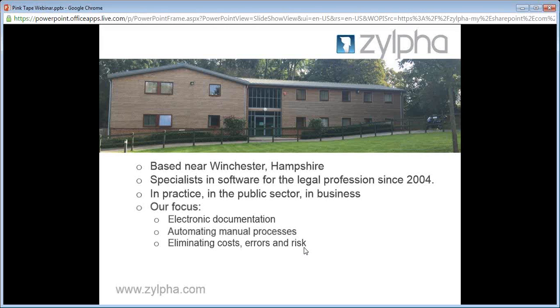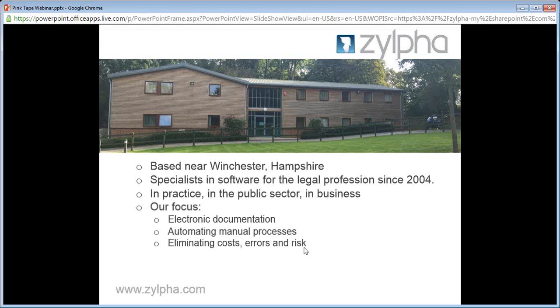We work with both local authority and private practice, and really our key focus is on electronic documentation and mainly automating manual processes to eliminate cost, errors, and risk. Our main product, which covers this, is electronic bundling. We have it in over 100 sites in the UK, and it's been a product that has genuinely made a difference to our clients. Many of our clients stay with us for many years.